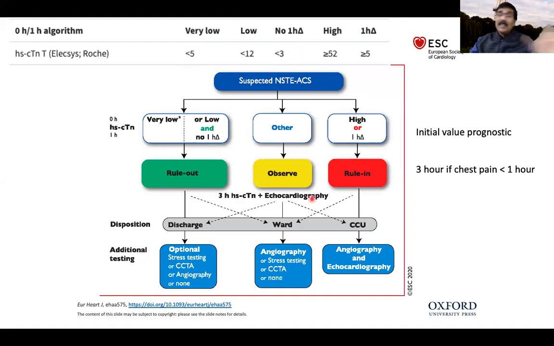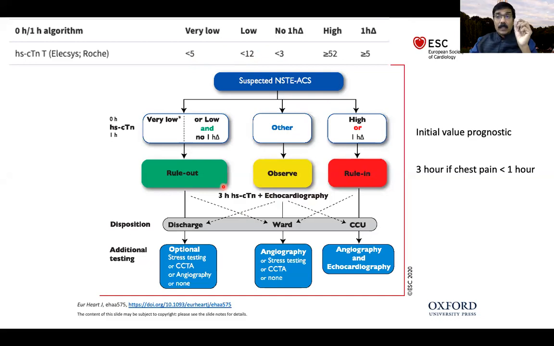Now, what is the intermediate zone? Let's say we have a value of about 5 or 8, and then the value changes by about 4. Then you put them in observation and repeat another trop after 3 hours. You must also remember, if the trop is drawn very early, with a HS troponin within 1 hour, the chance of picking it up is low. So if the chest pain window is less than 1 hour, you must do a 3-hour troponin repeat again to rule out myocardial infarction.